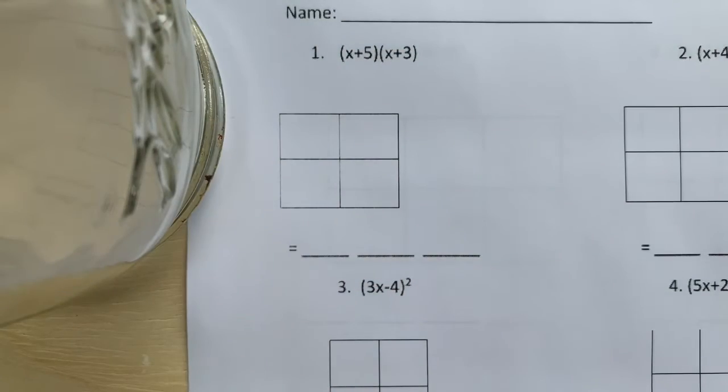What that means is we're going to multiply an x plus 4 times an x plus 4. We already know how to do that, so it's just review. Let's look at number 1. There's two different ways that we can do this, so I'm going to show you both ways.